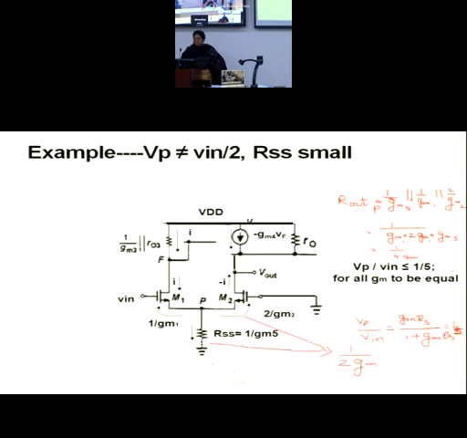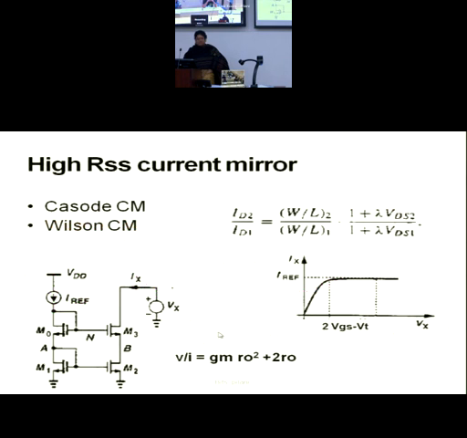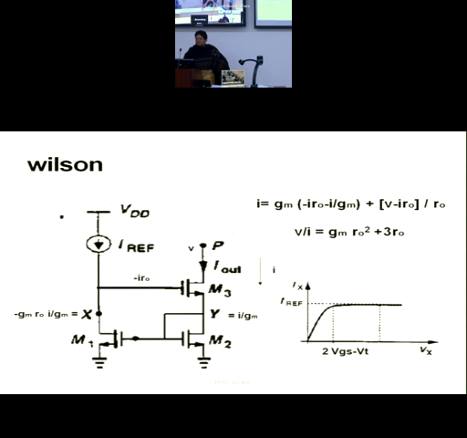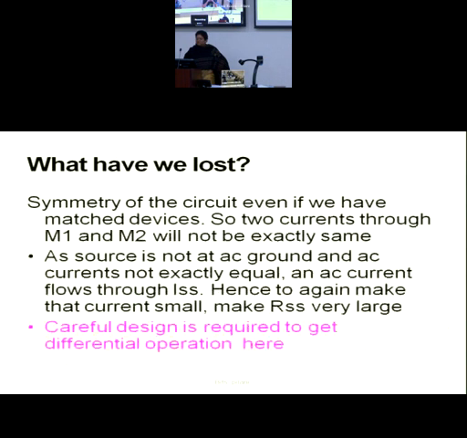Okay. So examples are there which I request you all to have a look at. Now there is a mismatch. If there is a mismatch, that is what I am showing you. What will happen to P node when RSS is small? You will not get a differential mode operation. VP will not give you a correct operation. I request you to go through it, and then RSS has to be large. This we will do a little later: how to realize high RSS current mirrors. You all know Wilson and Cascode. These are those current mirrors.